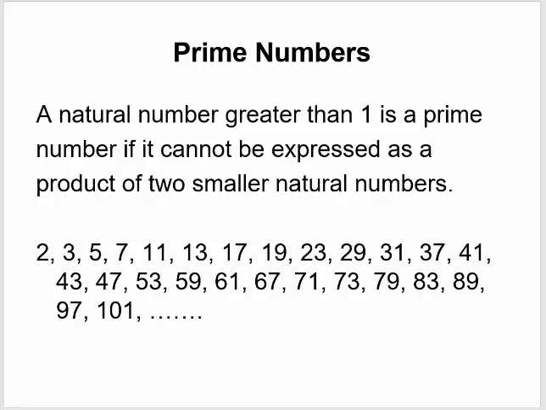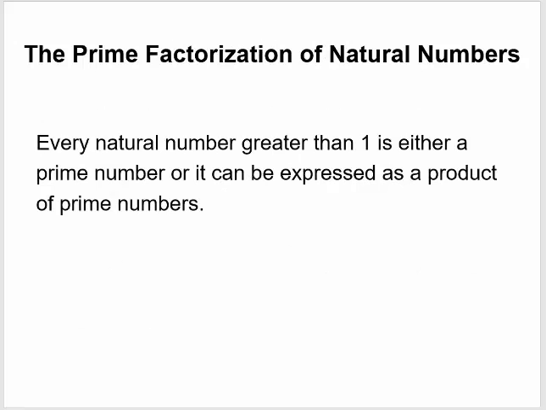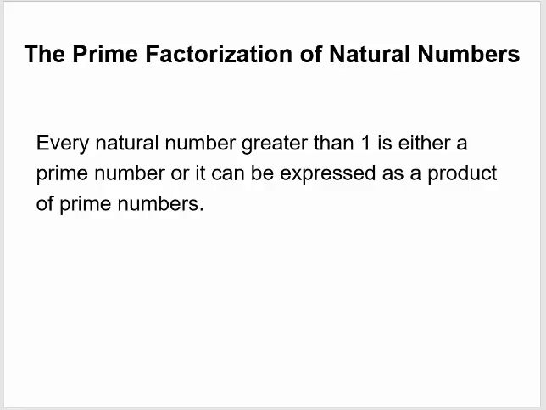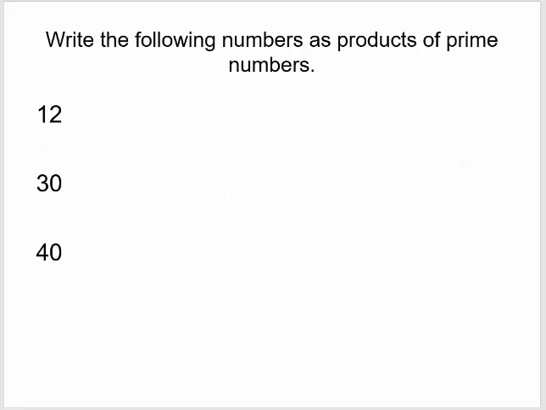So 2, 3, 5, 7, 11, 13, 17, 19, and so on. All these numbers can only be expressed as the product of itself and 1. The cool thing about prime numbers is that you can do what's called prime factorization of all other natural numbers. Every natural number greater than 1 is either a prime number, like these numbers here, or it can be expressed as a product of prime numbers. Let me give you an example of what I mean. Write the following numbers as products of prime numbers.